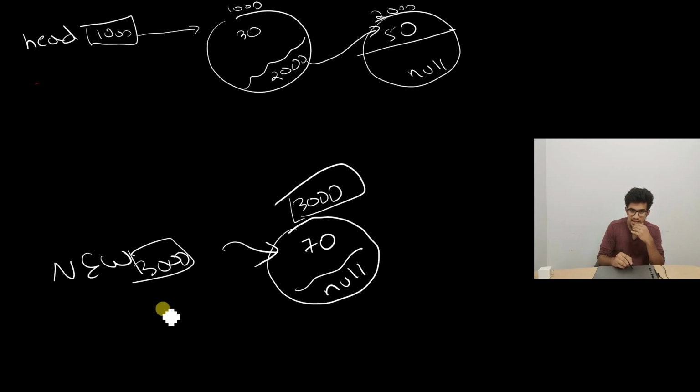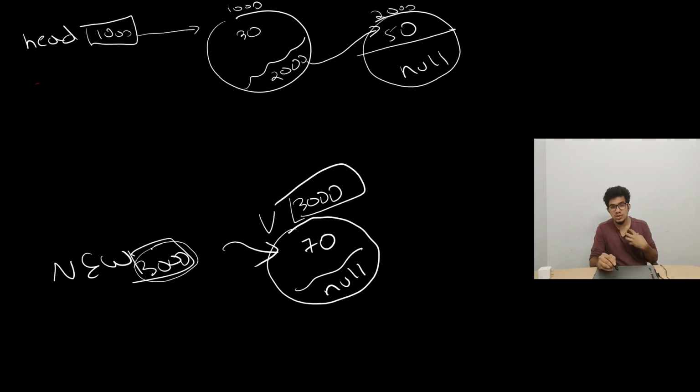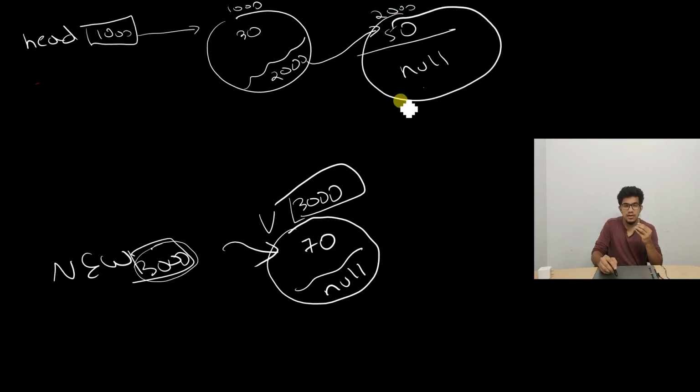Now what is my task? My task is to add this 3000 here, so that this connection is there. I have to add this new node to the tail of the linked list. So how do I do that? Here it is null, right? Now how should I know that this is the end of the linked list? I will get to know that this is the end of the linked list. So I have to add this node here.